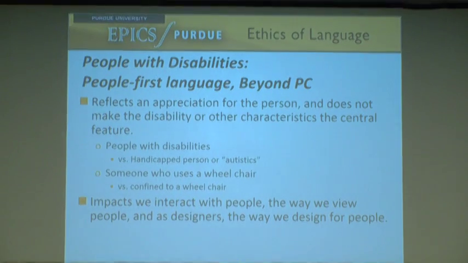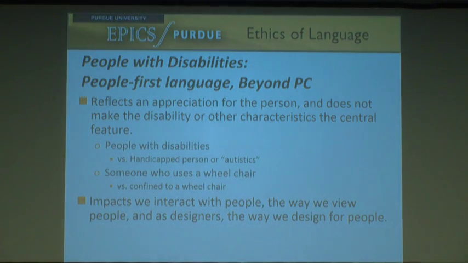So instead of saying a handicapped person, and by the way, the term handicapped can be offensive, I look at it as a person with a disability. Not an autistic person, but a person with autism. Does that make sense? This is not a political correctness thing, but it's really, can I think about something? Here's a difference: somebody who uses a wheelchair versus somebody who's confined to a wheelchair. A person's not confined to a wheelchair, but do they have a wheelchair? Do they use a wheelchair?